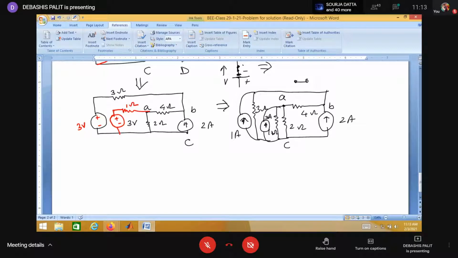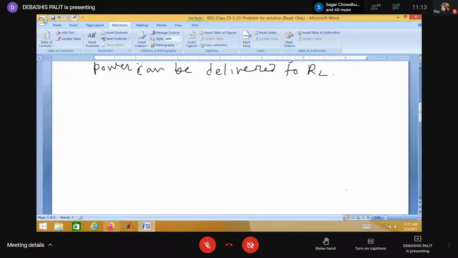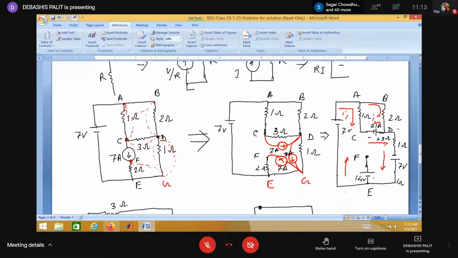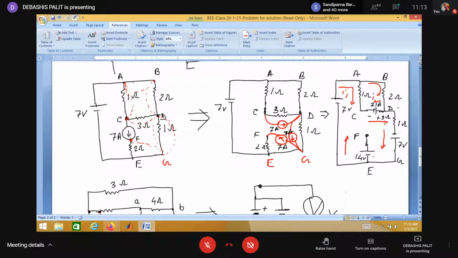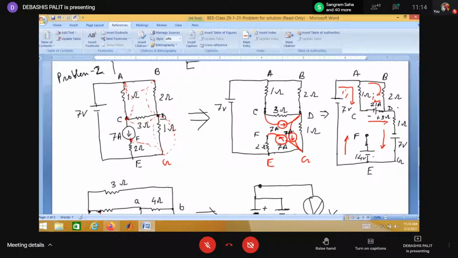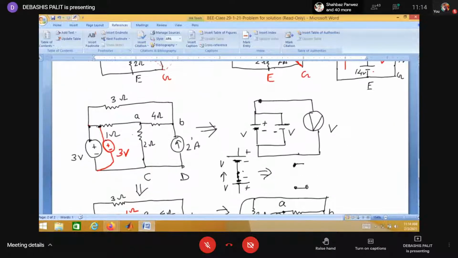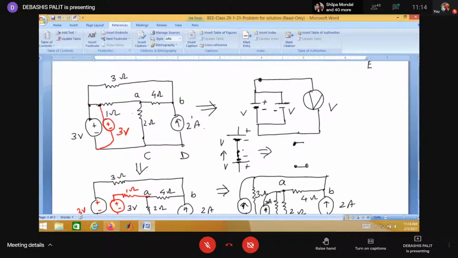So I think this is your home task. You can solve this. This is problem 2, so this is problem 3. I have already put two problems in there, and this is your problem 4.